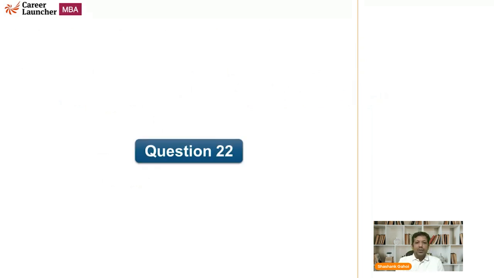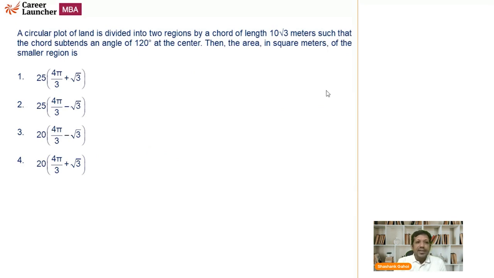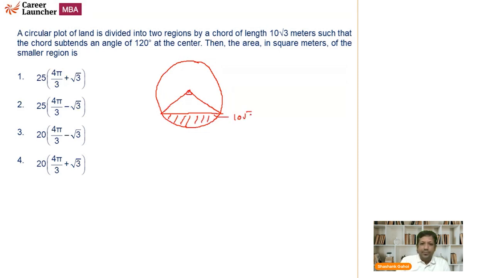Now, let's solve question number 22. It says that a circular plot is divided into two regions by a chord of length 10 root 3, and the chord subtends an angle of 120 degrees at the center. So this angle is 120. The question is talking about this region, and this length is given to us as 10 root 3, and this angle is given to us as 120.